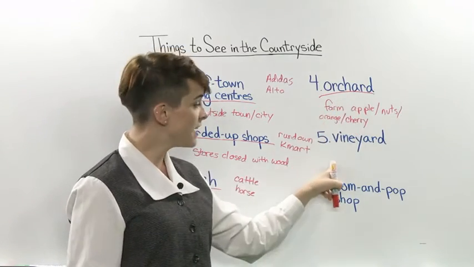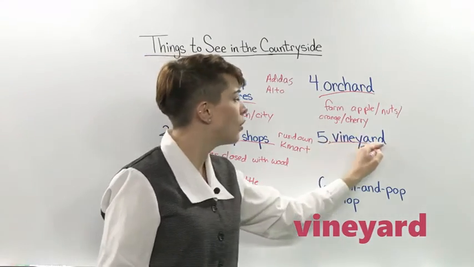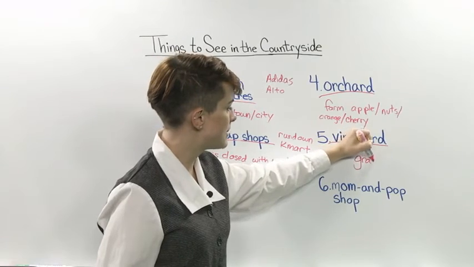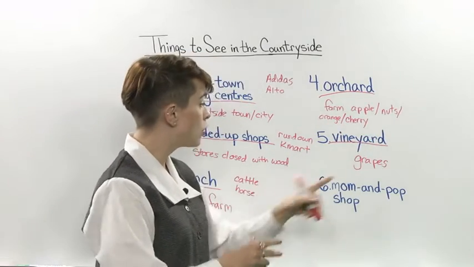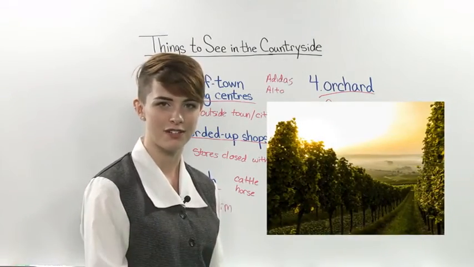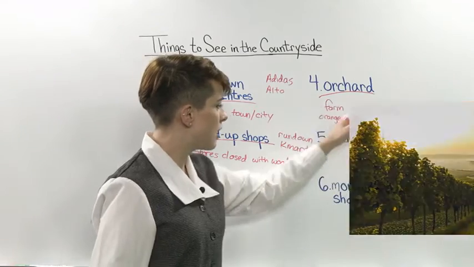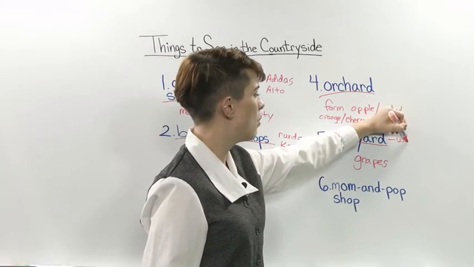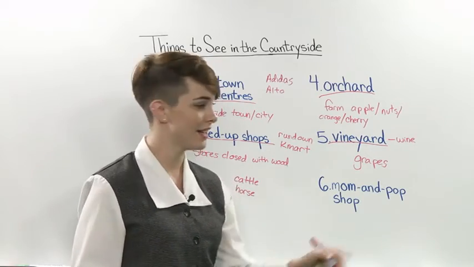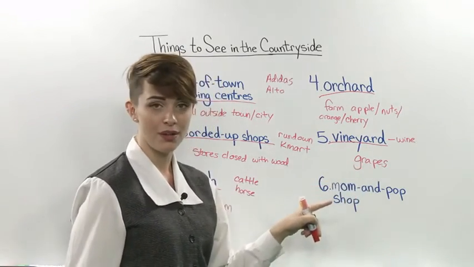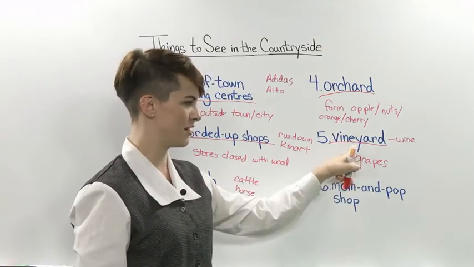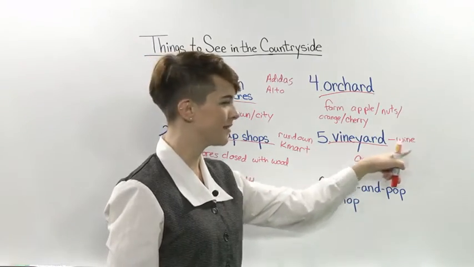Now, vineyard is a lot like orchard, but vineyard just has to do with grapes because grapes grow on the vine. So you have a vineyard, a grape vineyard. Usually, vineyards are very famous for wine. If you live in the countryside where they make a lot of wine, they need the grapes to do that. So you can drive by and see for miles and miles the grape vineyards used to make wine.